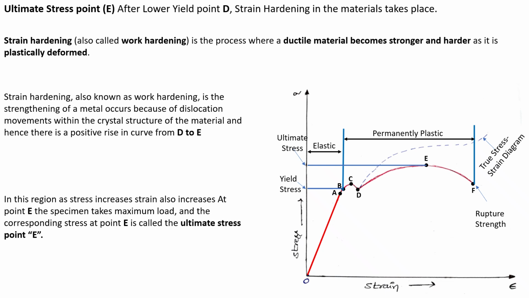And one more thing I have to observe: in this region stress increases, strain also increases, and at point E the specimen takes the maximum load. The corresponding stress at point E we call the ultimate stress point. So observe from the stress strain diagram, the maximum stress occurs, the specimen taking maximum load, at point E only. Ultimate stress means the capability of the material to withstand the highest load.